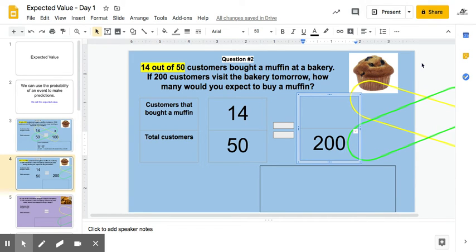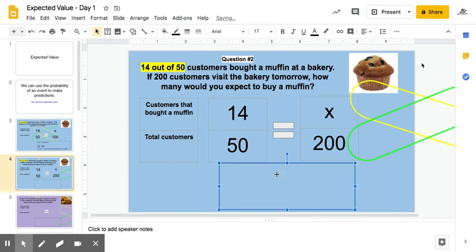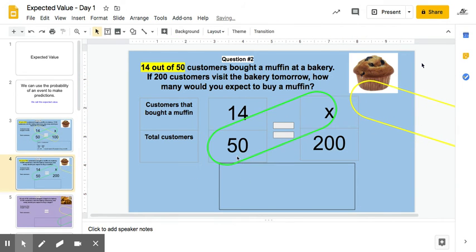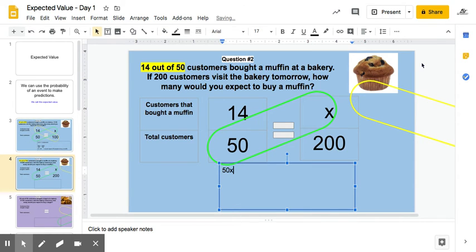Okay, I am solving for my numerator. Out of those 200 people, how many should we expect to buy a muffin? So again, I'm going to use the variable x because that is my unknown. That's what I'm solving for. Now, in order to solve this, I have to cross multiply. So I'm going to be multiplying diagonally across the equal sign. So I'm first going to multiply 50 times x. So 50 times x is 50x.